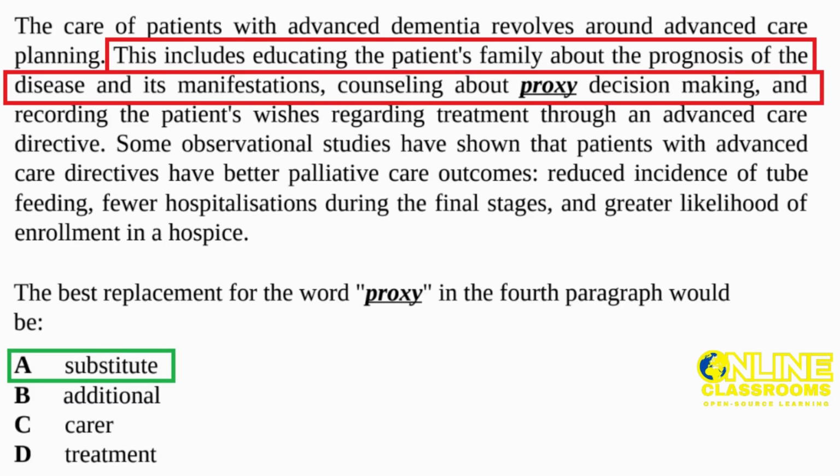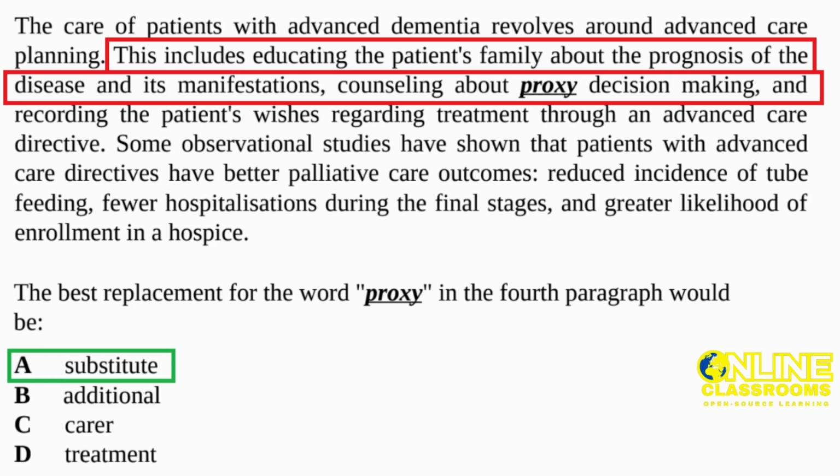In the given passage, the term proxy is used in the context of decision-making for patients with advanced dementia. Let's analyze the options and determine the correct replacement. A. A substitute. This is the correct answer. In the context of medical decision-making, a proxy is a person authorized to make decisions on behalf of the patient when the patient is unable to make decisions for themselves. A substitute is an appropriate synonym in this context, as it captures the idea of someone stepping in to make decisions in the patient's place.